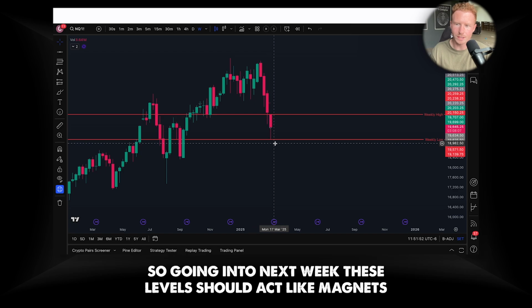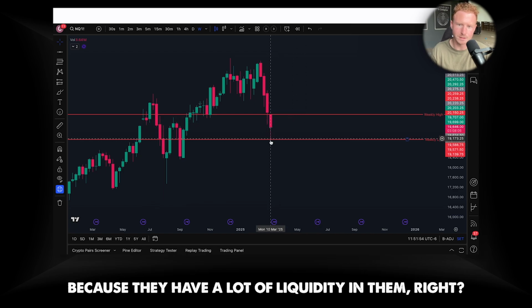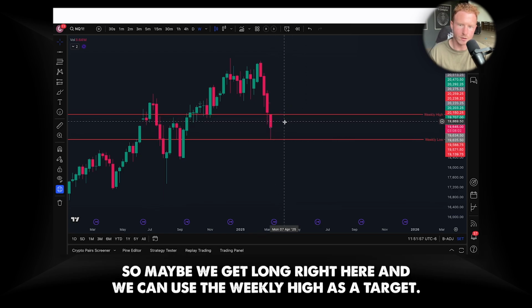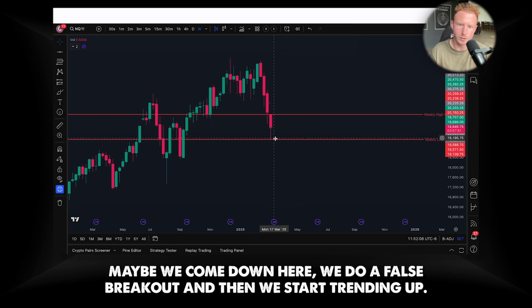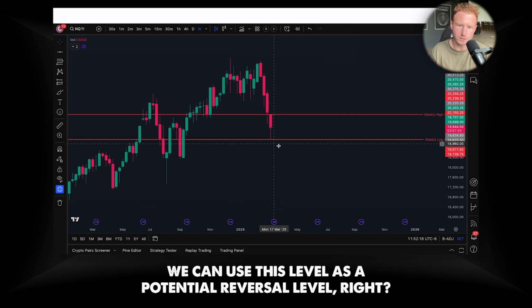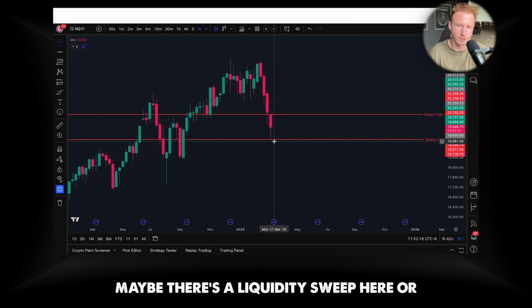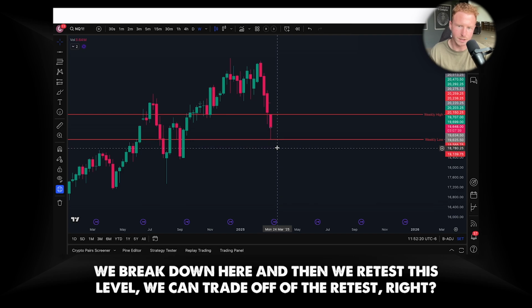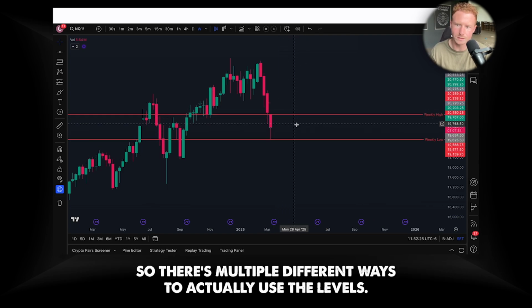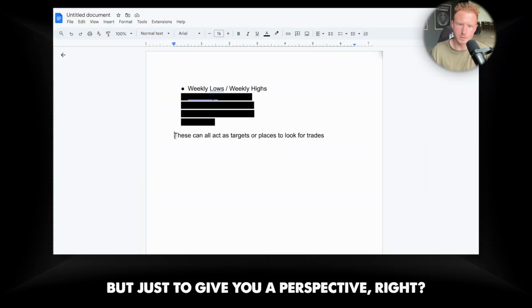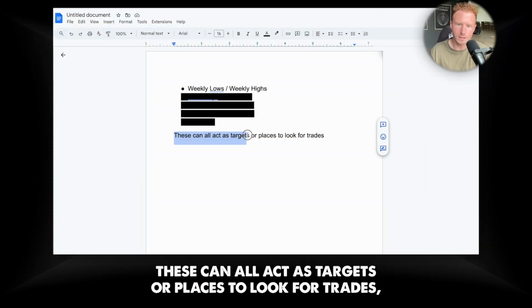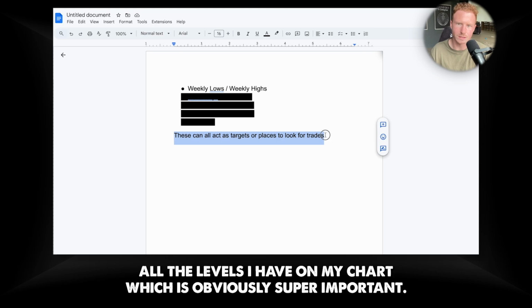So going into next week, these levels should act like magnets because they have a lot of liquidity in them, right? So maybe we get long right here and we can use the weekly high as a target. Maybe we come down here, we do a false breakout, and then we start trending up. We can use this level as a potential reversal level, right? Maybe there's a liquidity sweep here, or we break down here and then we retest this level and we can trade off of the retest, right? So there's multiple different ways to actually use the levels. But just to give you a perspective, these can all act as targets or places to look for trades, all the levels I have on my chart, which is obviously super important.